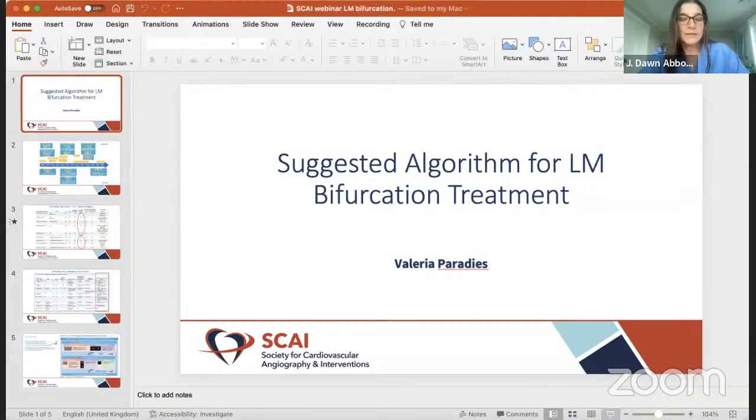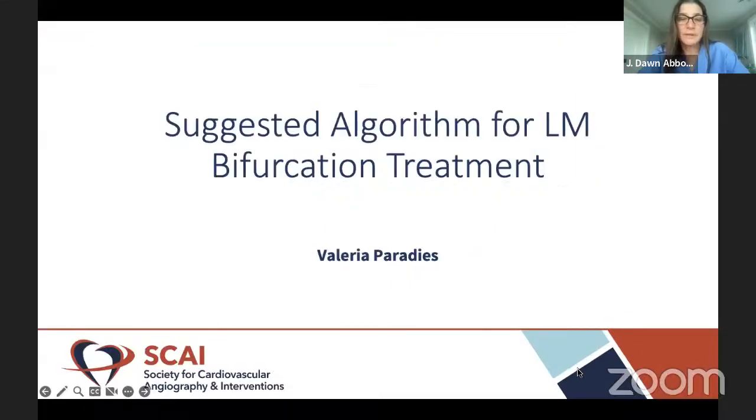Terrific. Well, while Valeria is getting her slides up, certainly understanding the complexity of the left main bifurcation, either through the DEFINITION algorithm or the simplified algorithm that you presented, is important, and we'll see what the update is now.